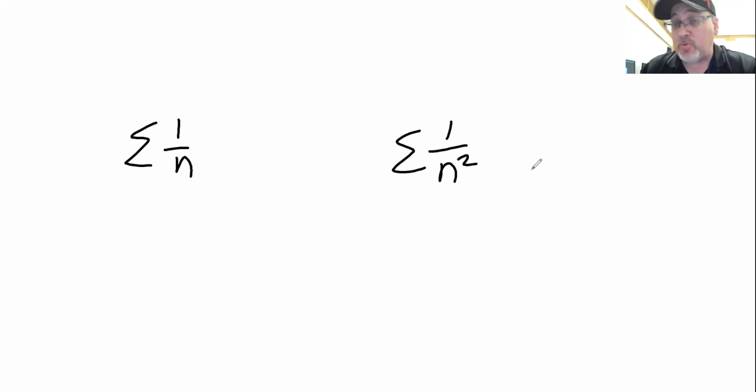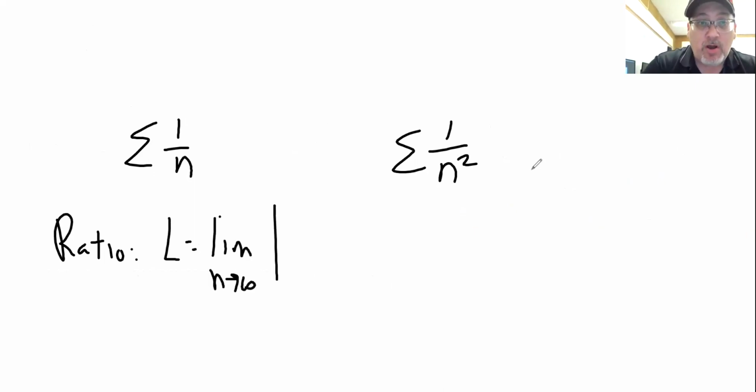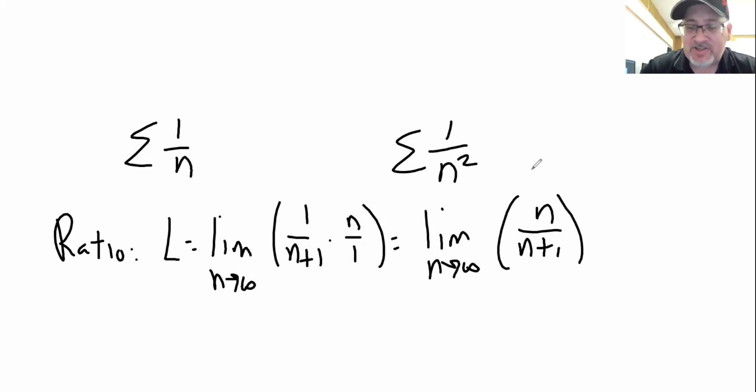The first one is a harmonic series. We already know it diverges. Second one's a p-series. p is 2. We know it converges. If we did the ratio test on this, we would get L equals the limit as n approaches infinity of the ratio. We don't need the absolute value. Everything's positive. Of the next term, 1 over n plus 1, times the reciprocal of the current term. That would be the limit as n approaches infinity of n over n plus 1. But this is the limit of a ratio of polynomials and the degrees match. So the limit is the ratio of leading coefficients, 1 over 1. That limit is 1.